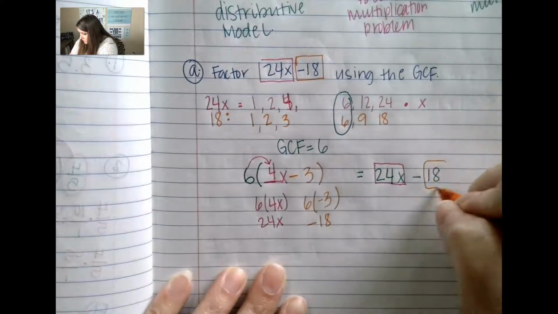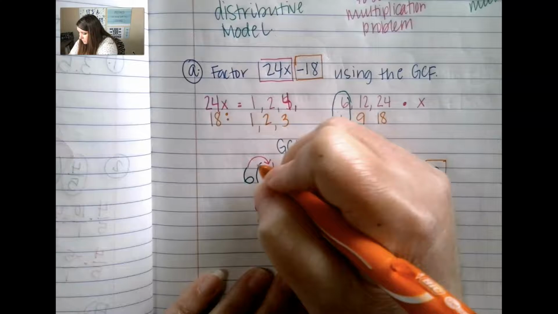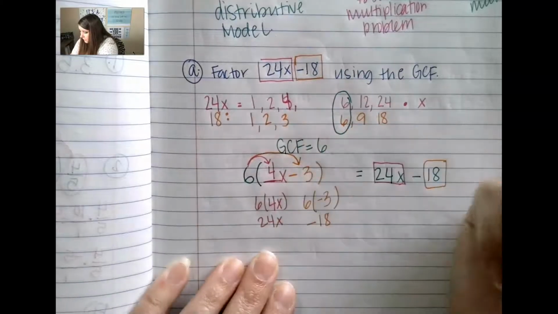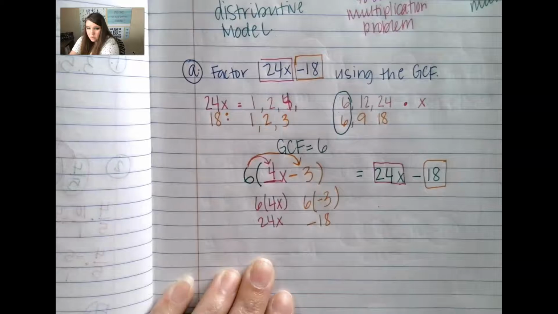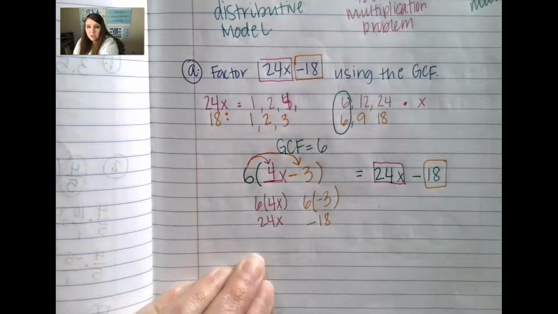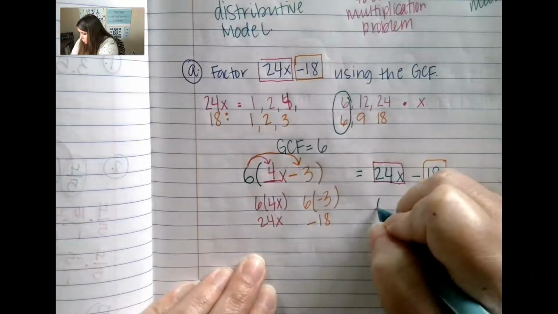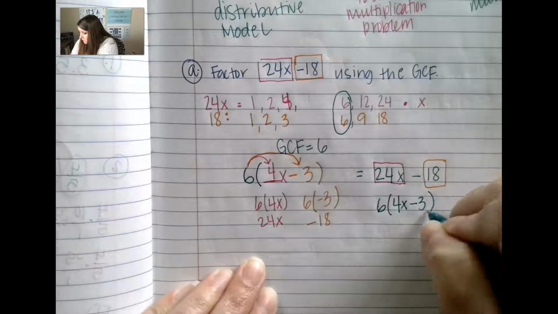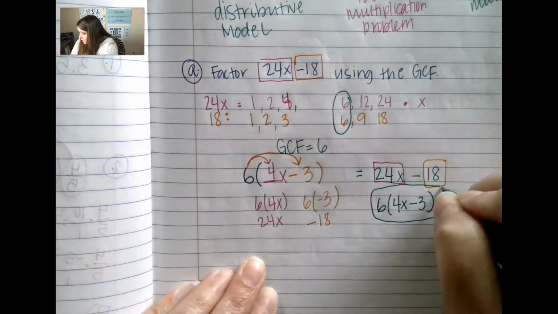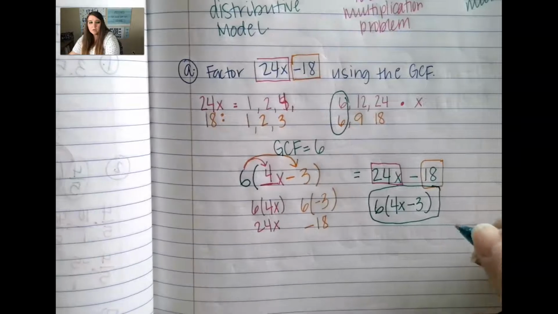So here is my second number. So when I multiply, there. So my distributive model, the factoring of the expression using the GCF, would be 6 times (4x minus 3). I am ending with the distributive model.